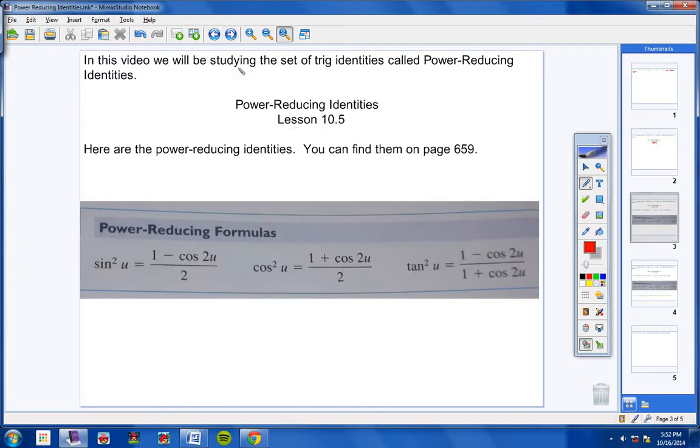Now let's continue on. Here are the power reducing identities right here. And you do not need to turn your books if you don't want to, but if you would like to turn your books, you will find these identities on page 659, okay? And look what they do for you.